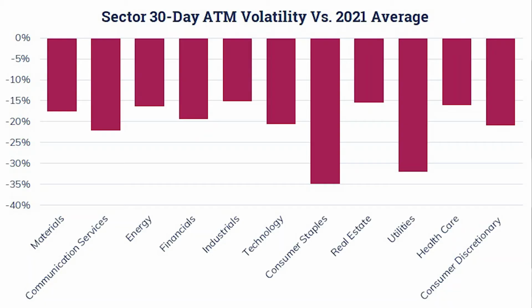Consumer staples and utilities, that's where the cheap vol is. Where is it relatively expensive? Three areas that popped out at me here: materials, energy, and industrials. They may be impacted positively or negatively if we do get a bout of inflation. So that's my theory behind those three holding up.